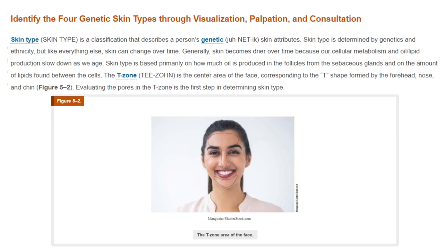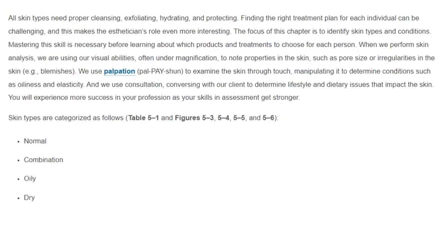Skin type is based primarily on how much oil is produced in the follicles from the sebaceous glands and on the amount of lipids found between the cells. The T-zone is the center area of the face, corresponding to the T-shape formed by the forehead, nose, and chin. Figure 5.2. Evaluating the pores in the T-zone is the first step in determining skin type. All skin types need proper cleansing, exfoliating, hydrating, and protecting.